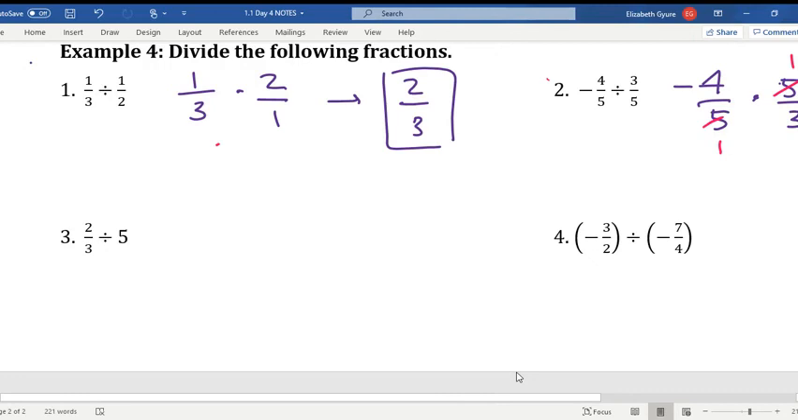Oh, I don't know. But so now number 3, we got 2/3 divided by 5. I'm confused. Why am I confused? Dallas? Yeah, one of these numbers here is a whole number, but one of them is a fraction. So what we're going to do is put a 1 under the 5 to just easily turn that into a fraction as well.